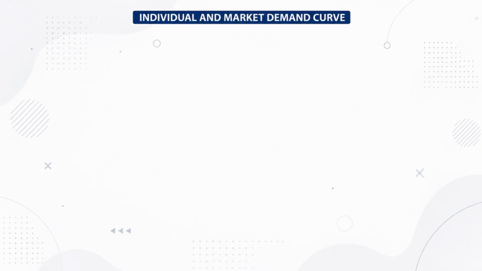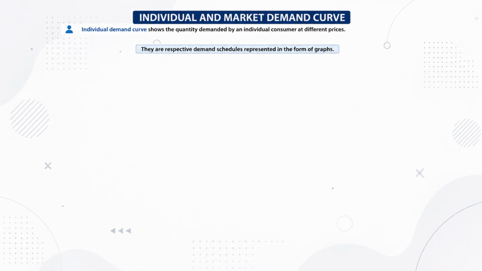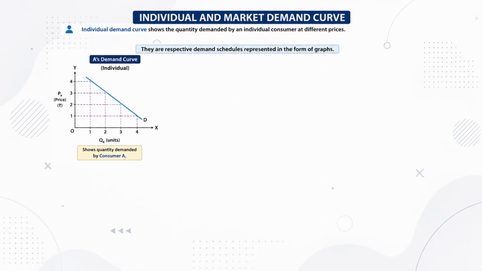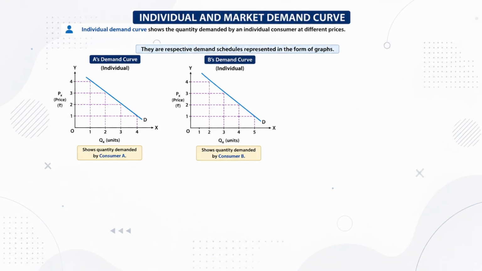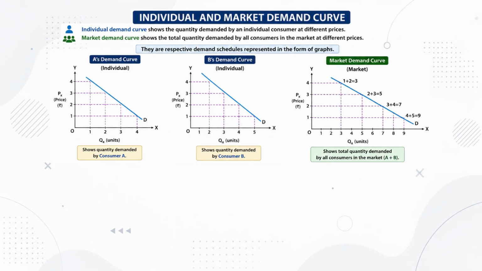Let us now look at the individual demand curve and the market demand curve. These are the respective demand schedules represented in the form of graphs. The individual demand curve shows the quantity demanded by an individual consumer at different prices. The market demand curve shows the total quantity demanded by all consumers in the market at different prices.